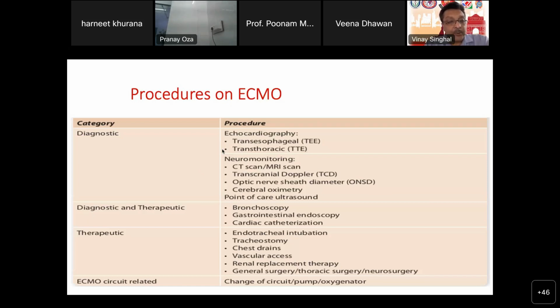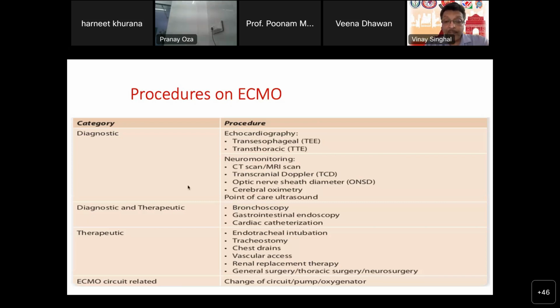Then come the totally therapeutic indications, like endotracheal intubation, which needs to be done bedside. Not much change in your anticoagulation is needed. Tracheostomy, again, is one of the most common procedures done on ECMO, and definitely needs some holding of anticoagulation. Chest drain placement for tension pneumothorax, vascular access, central lines, dialysis catheter insertion, repositioning of, not exactly reinsertion, but again positioning of vascular access may be required, or handling of those catheters may be required.